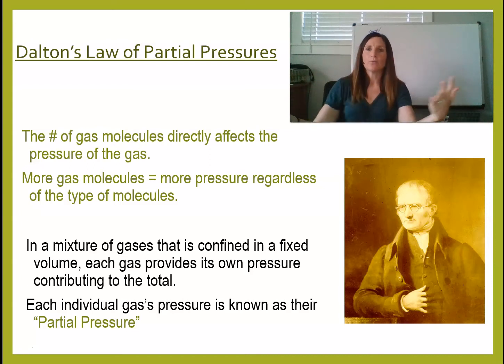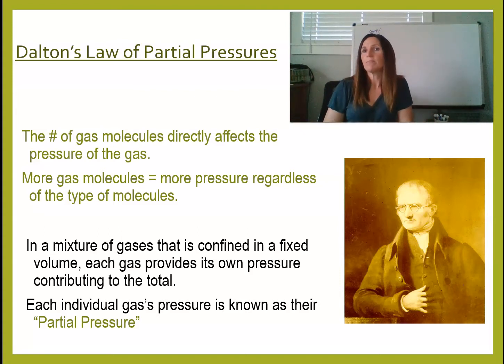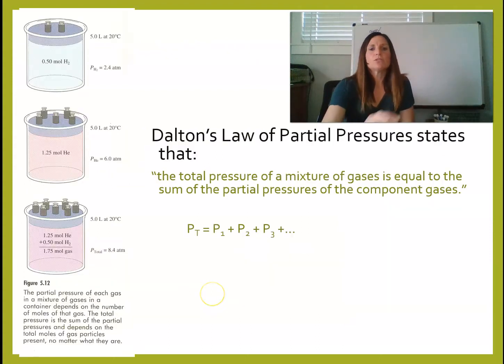And when we look at a room and we say, okay, there's the pressure due to oxygen, to nitrogen, and to fluorine, we total those up, and that's going to give us the total pressure, which is really the basis of Dalton's law. So Dalton's law of partial pressure tells us that the total pressure of a mixture of gases is equal to the sum of the partial pressures of the component gases. So we're going to look at that definition piece by piece.